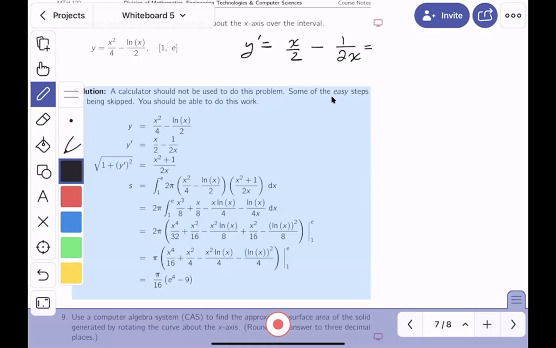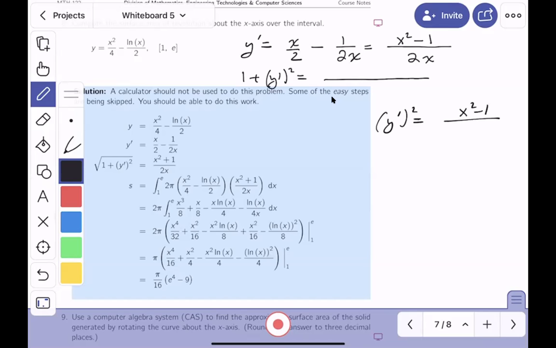I'm going to probably pull that together, right? So that's going to be x squared minus 1 over 2x. And then I'm going to do 1 plus y prime squared. And that's going to be what? See if I can do that. Let me do y prime squared first. That would be x squared minus 1 squared over 4x squared.